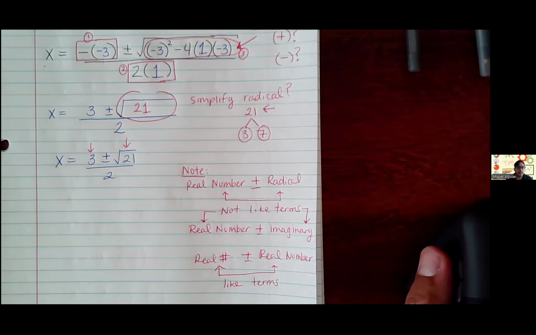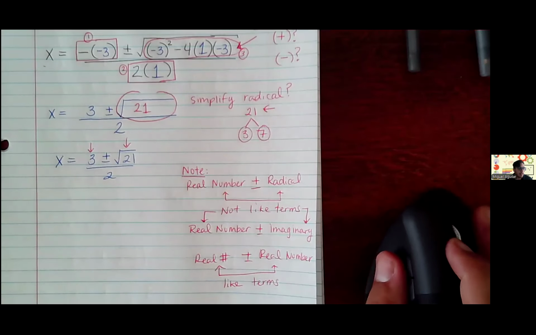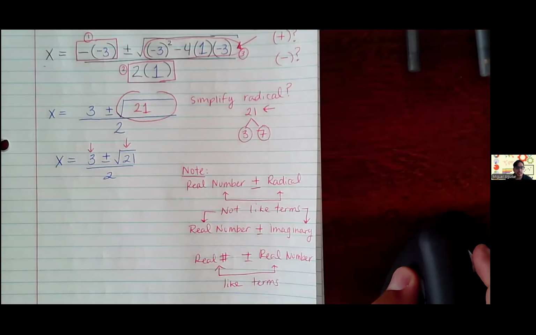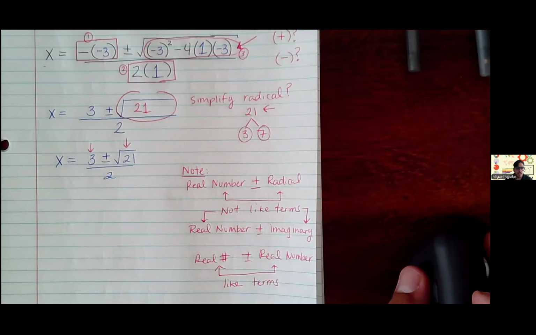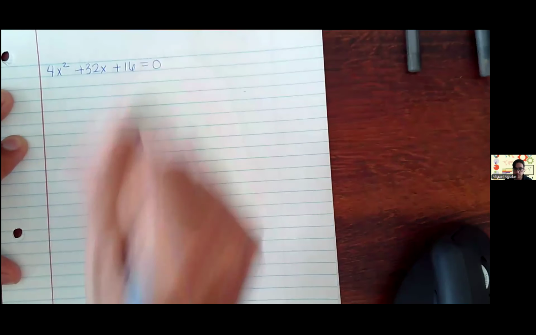So what I want to do is maybe throw another example at you just so that we can see an example of using the quadratic formula to solve an equation. Okay, so let's take a look. Sure, let's go with this one. Let's go with 4x squared plus 32x plus 16 equals 0.